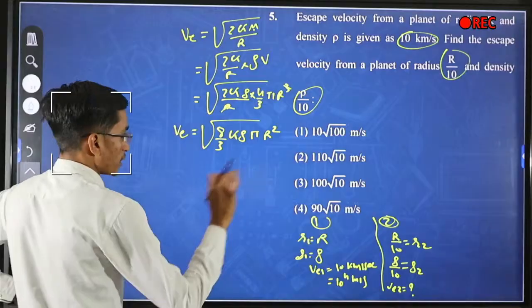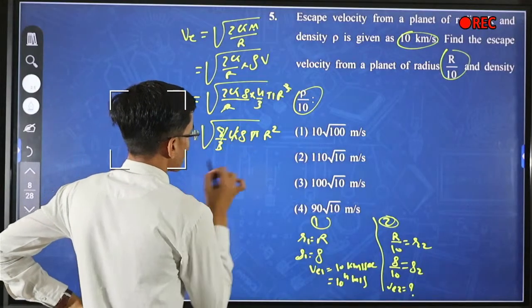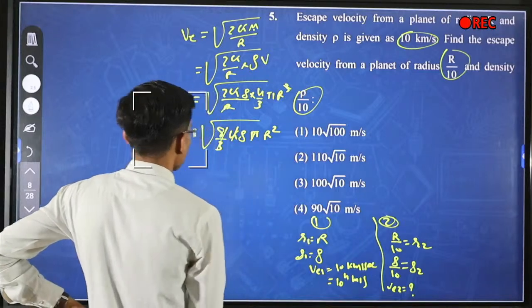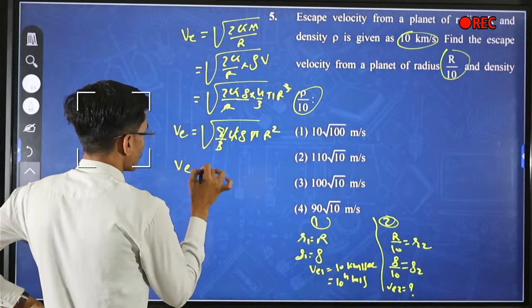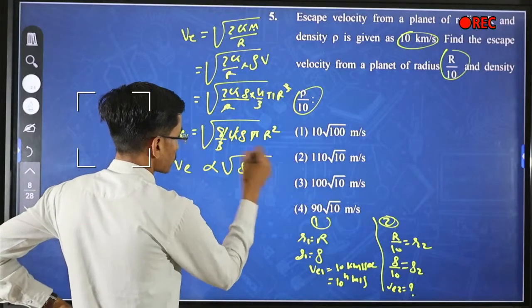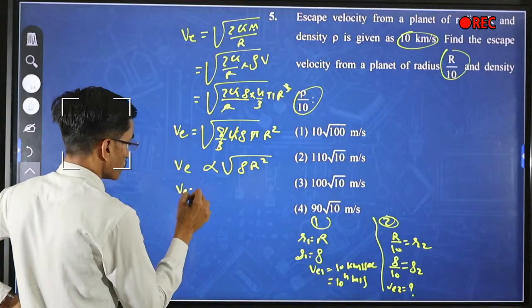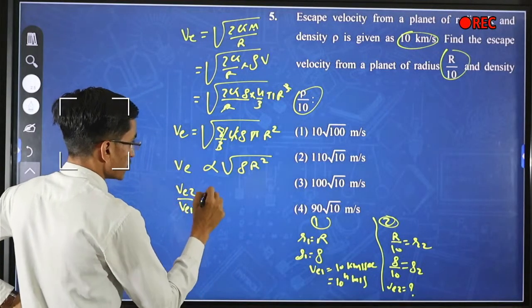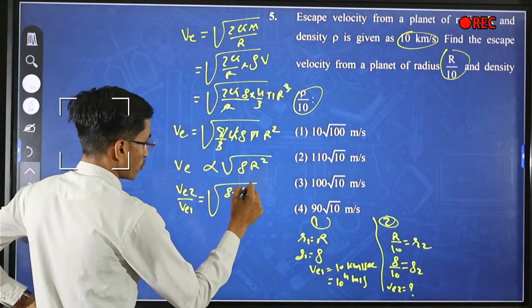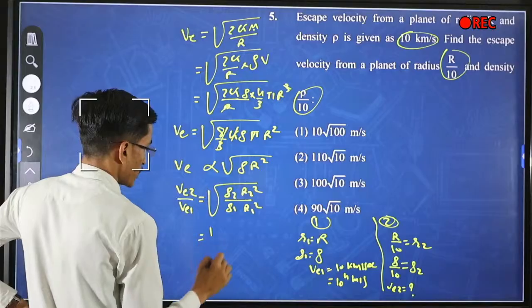So here for both the planets, 8 by 3 G pi is constant. Density and radius are changing. So we can say that escape speed is proportional to root of rho into R squared. We have to find v2. So we can say that v2 divided by v1 is equal to root of rho 2 R2 squared upon rho 1 R1 squared.